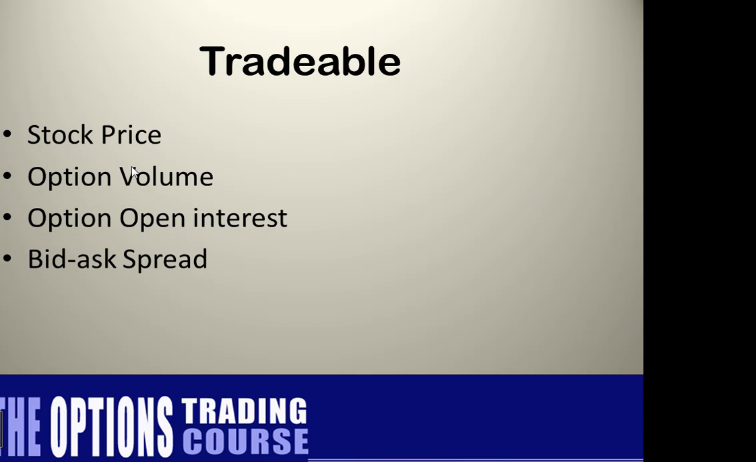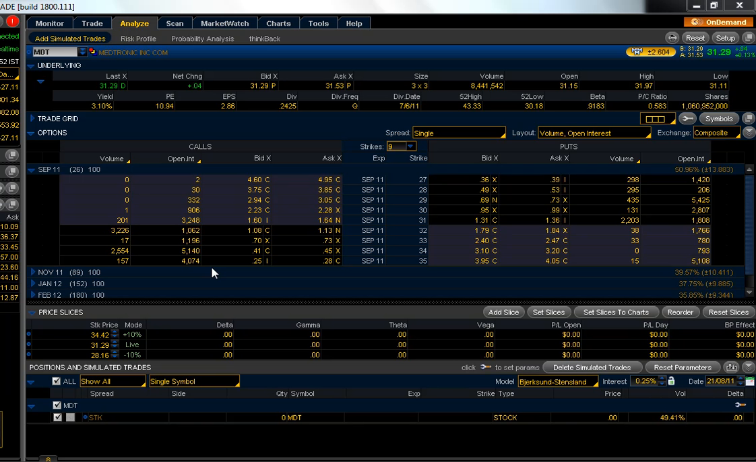Now again, the three things we're going to look at now are the option volume, the option open interest, and the bid-ask spread. You can see here that the open interest, that's the number of open positions on that particular option, is high. They're in the thousands, and the volume is also quite high, in the thousands or hundreds. Okay, so that is a good indicator. These options are quite liquid and tradable.